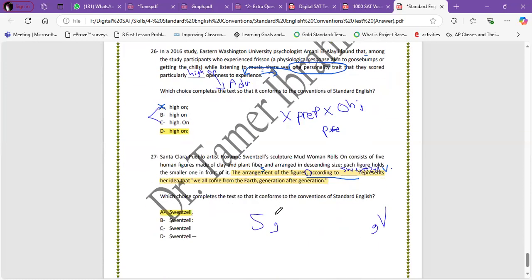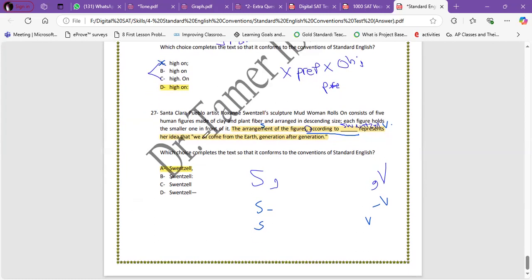The last question. Comma, colon, dash. Let's find the arrangement of the figures, comma, wait. Where is the subject, where is the verb here? You told us before, after the subject, comma, before the verb, comma. After the subject dash, before the verb dash. After the subject nothing, before the verb nothing. So here he said the arrangement of the subject. The arrangement represents. So after the subject, comma, before the verb, comma. That was the last test for domain 4. Now we're going to go to the transition.